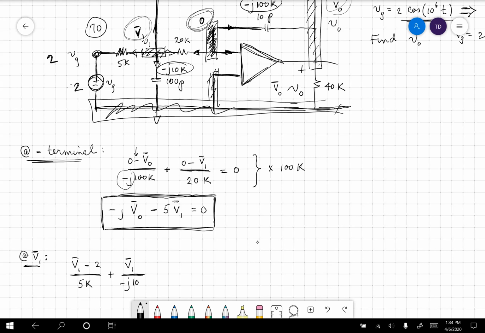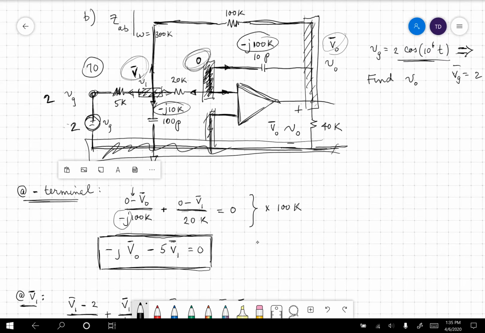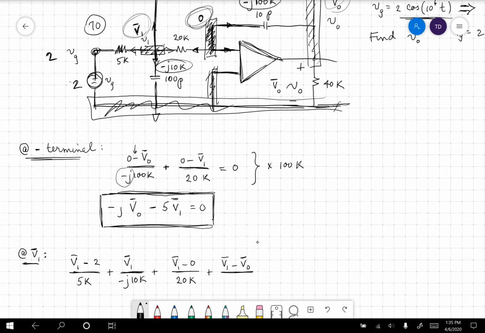Some people would take this minus J 10K, they'd write the minus J as a positive J up in the numerator right here. That's what a lot of people would do. I'm not a lot of people, I'm gonna leave it like that. Plus V1 minus 0 over 20K, plus V1 minus V out, and that's how V out gets into our equations. So V1 minus V out over 100K. Sum those up, they're equal to 0.